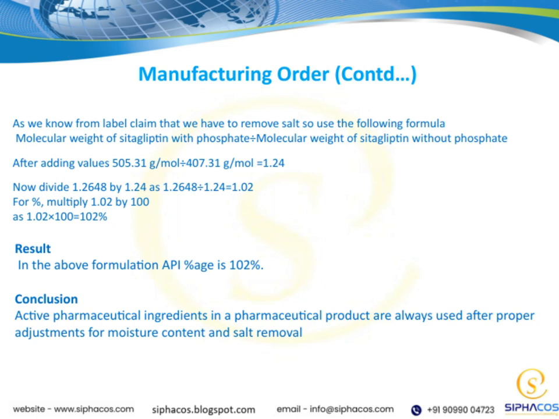Next, we divide this value, 1.2648, by 1.24, resulting in about 1.02. Finally, to express this as a percentage, we multiply 1.02 by 100, which gives us 102%. This calculation confirms our API content after adjustments is 102%, aligning with the overall formulation requirements. It highlights the importance of these adjustments to ensure our product meets specifications reliably.